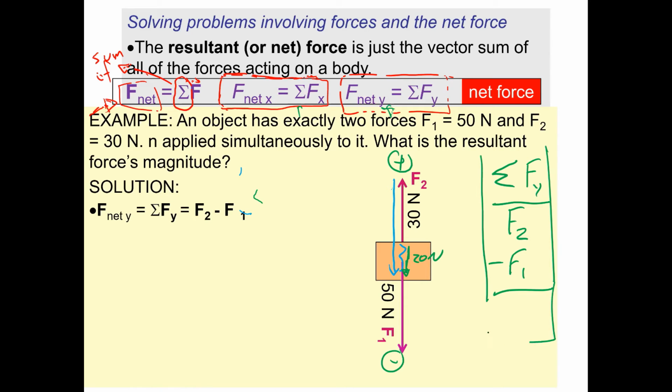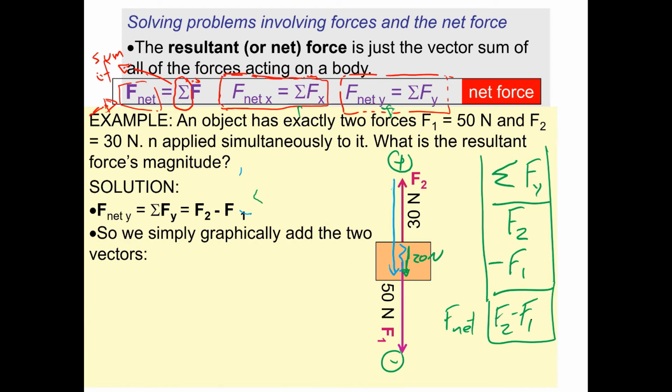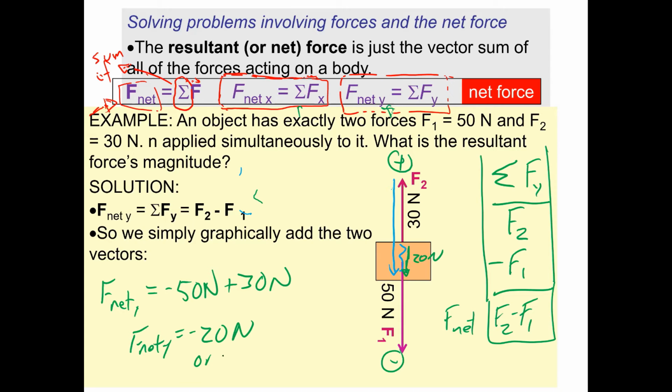And then what's the net force in this case? The net force is just going to be their difference. We add them up and get F net y equals negative 50 newtons plus 30 newtons. So the net force in the y direction is negative 20 newtons. Or you could say 20 newtons down, if you wanted to keep the vector magnitude positive and give it a direction. Either one would be acceptable.